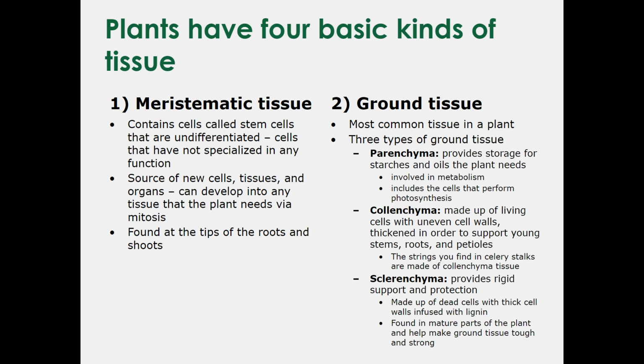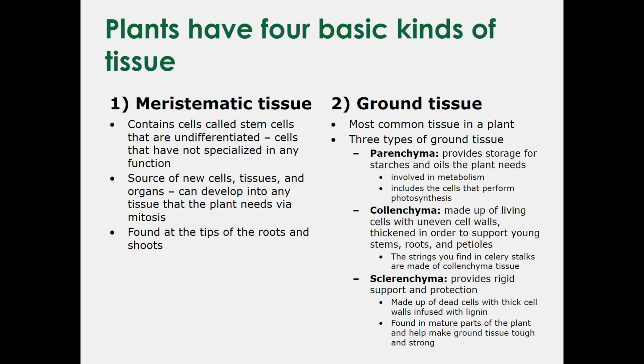We can also look at four basic kinds of tissue. Meristematic tissue is going to be cells that we might think of as stem cells. They are undifferentiated. These cells are not committed to becoming any specific type of plant cell. This would be our source of new cells that can become tissues, which can become organs. And so they can develop into any tissue the plant needs, and they would do so via mitosis. They are found in specific locations, like the tips of the roots and the tips of the shoots.